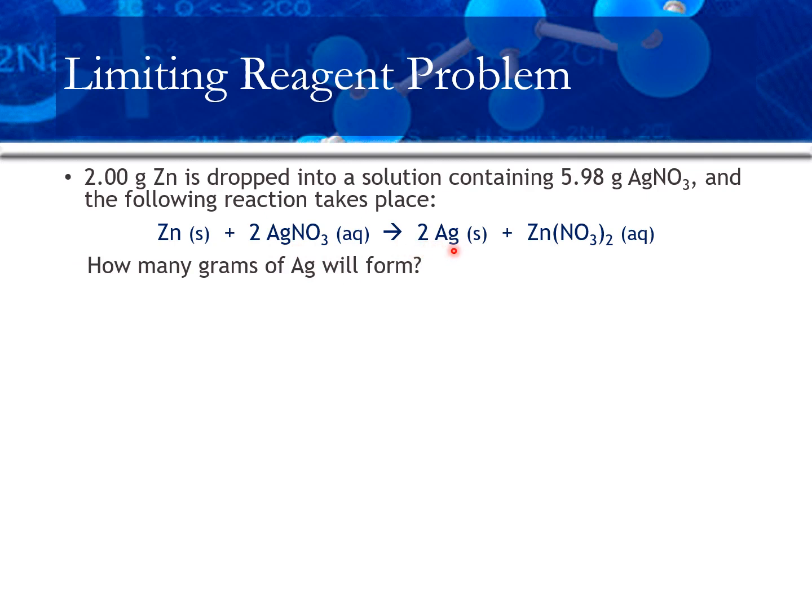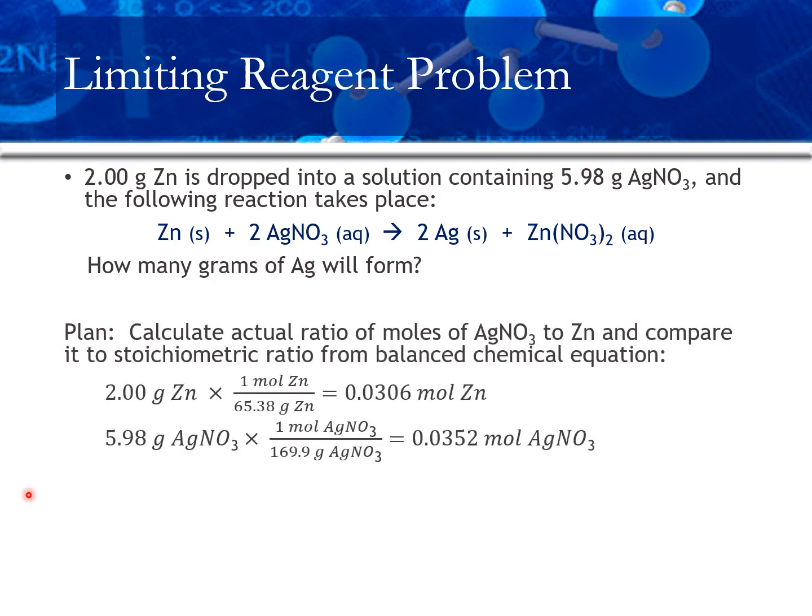Silver is this. How many grams will form? Well, it's going to be limited by whichever reactant runs out first, and we have to figure that out as we go. So the way we do that, we're going to calculate an actual ratio of moles of silver nitrate to zinc and compare it to the ratio of silver nitrate to zinc that we actually need in the problem.